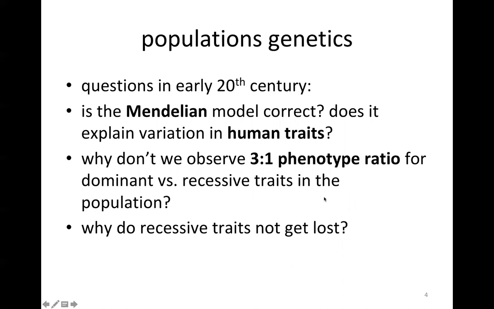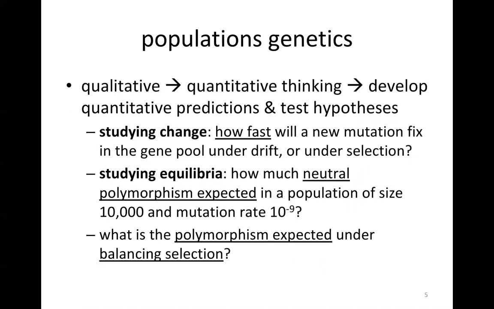So in the early 20th century, people were discussing whether the Mendelian model would be correct, and why we don't observe the frequencies we expect in the F2 ratio across the whole population, or why recessive traits do not get lost, etc. Thanks to developments about 100 years ago, people started thinking about genetics and biology at more quantitative levels, and they started trying to develop models that could predict how populations would change over time with respect to allele frequencies and the phenotypes affected by those allele frequencies.